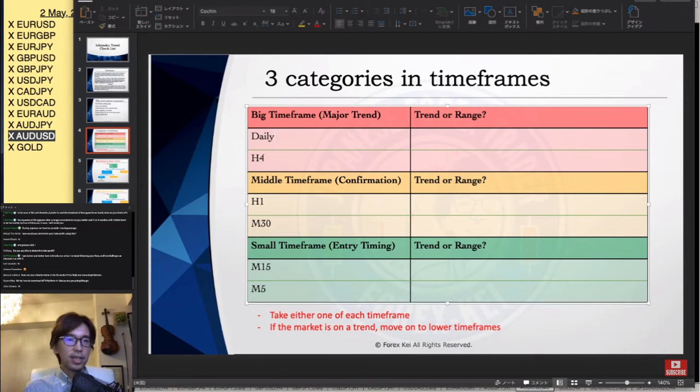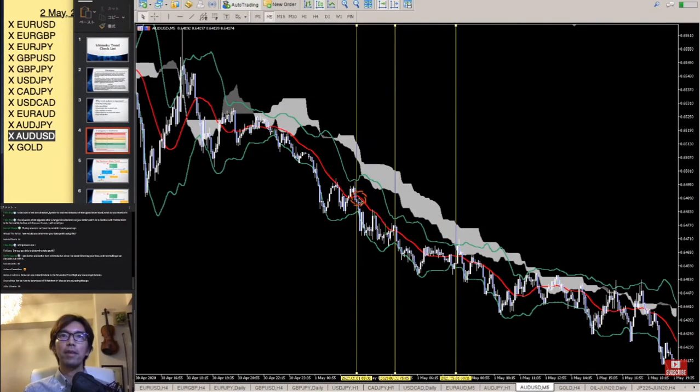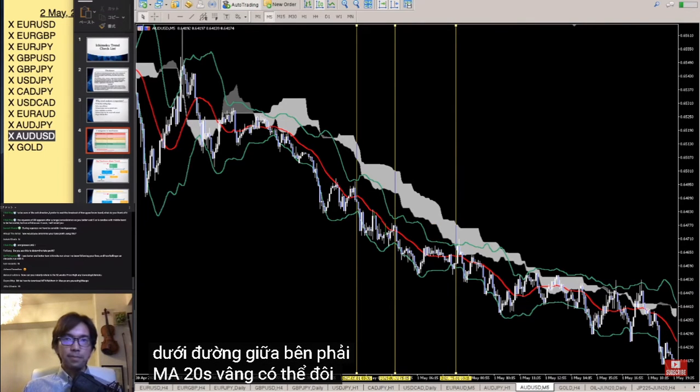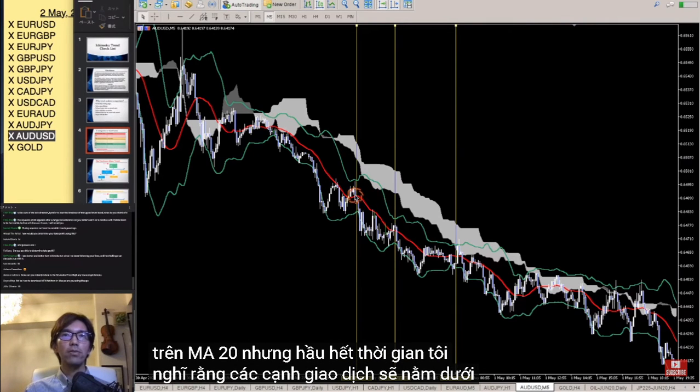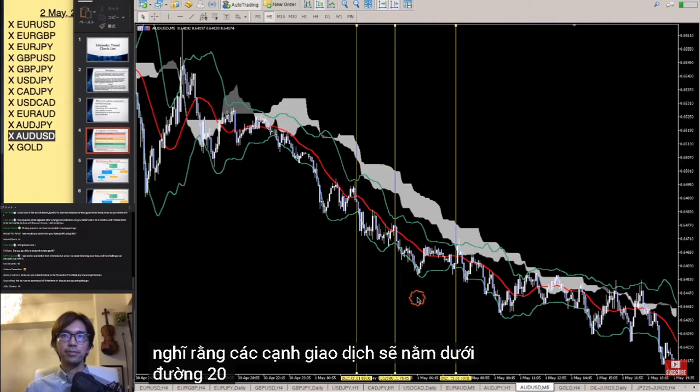Yes, I take trades below the middle line. In this case, usually the price will be below the middle line, the middle 20 SMA. Maybe sometimes it might be above the 20 SMA, but most of the time I think the trading edges will be below the 20 SMA. And yeah, I think that's about it.